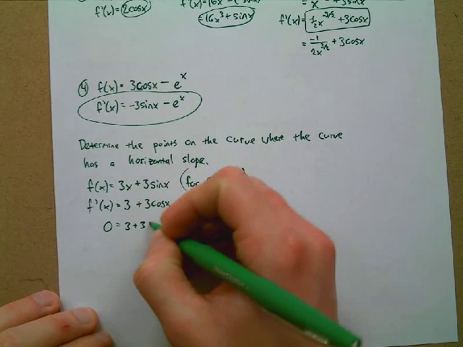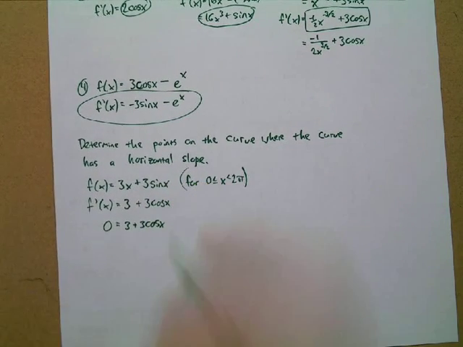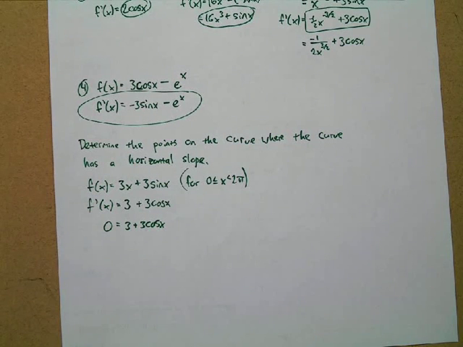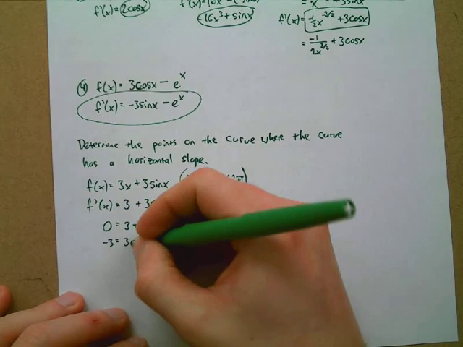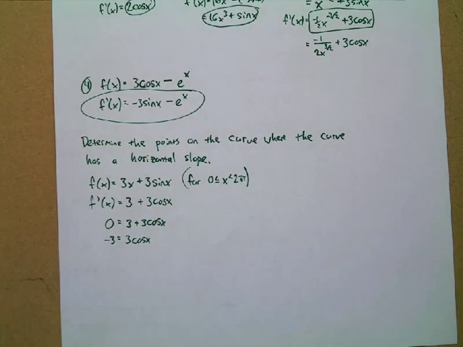So we'll do that: 3 plus 3 cosine x equals 0. Now we have an equation. All right? So let's solve here. Negative 3 equals 3 cosine x. So that means negative 1 equals the cosine of x. So x equals, when is the cosine of x equal to negative 1?